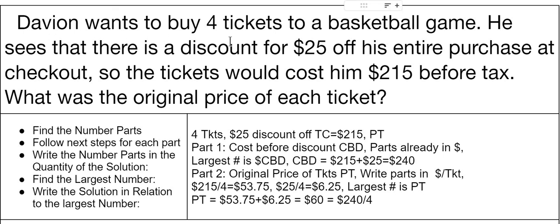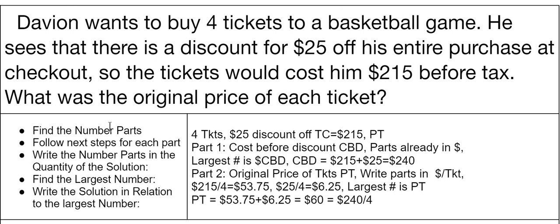Davion wants to buy 4 tickets to a basketball game. He sees that there is a discount for $25 off his entire purchase at the checkout. So the tickets would cost him $215 before taxes. What was the original price of each ticket?